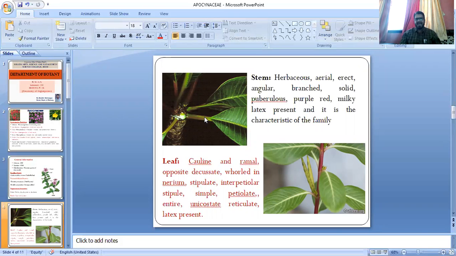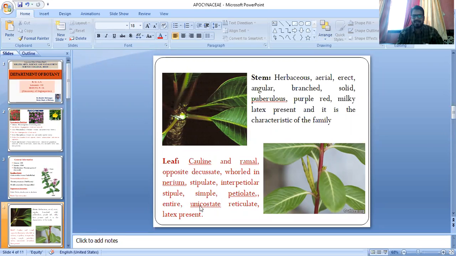Then leaf is entire. What is entire leaf? Entire leaf is nothing but the leaf margin is smooth. This is the margin of the leaf and which is smooth, not serrate. ये मार्जिन जो क्या है? स्मूथ मार्जिन is there. That's why it is called as entire leaf.